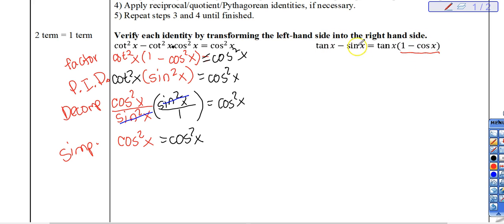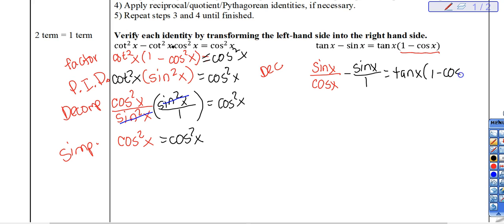So I'm going to look at the left side. I have a subtraction of 2 terms. And I'm wondering if any trig identities would make this simpler than it already is. Pretty simple, right? I don't think there's a trig identity that can make those 2 terms 1. And so I'm going straight to decomposing. I'll decompose tangent into sine and cosine. So we'll do sine x over cosine x with your quotient identity for tangent x minus, if you don't mind, I'm going to write the sine x over 1, equals tangent x times 1 minus cosine x.